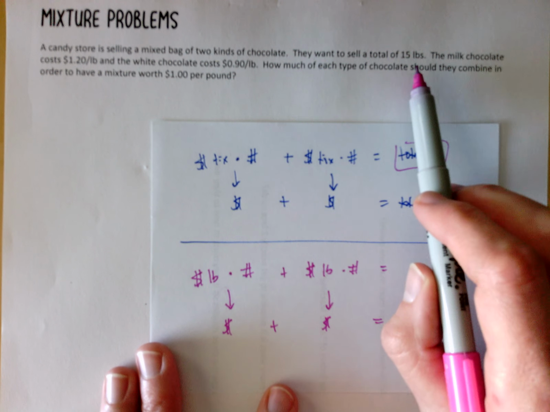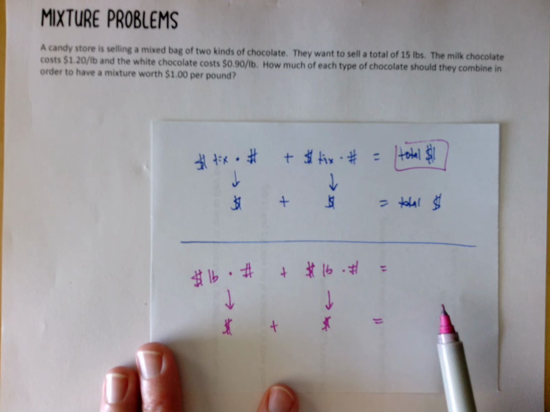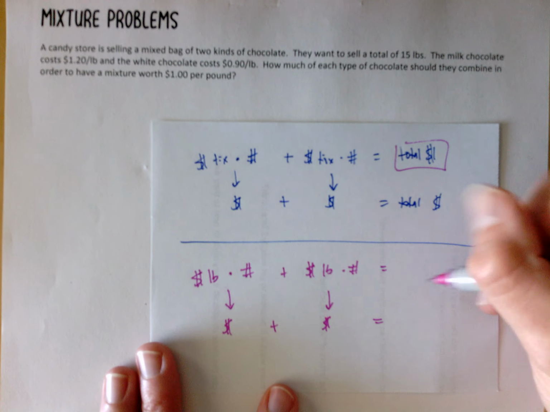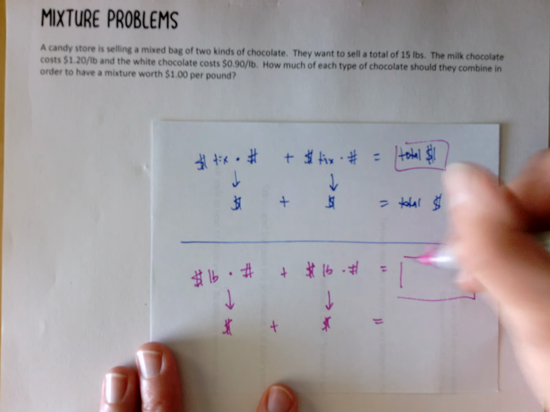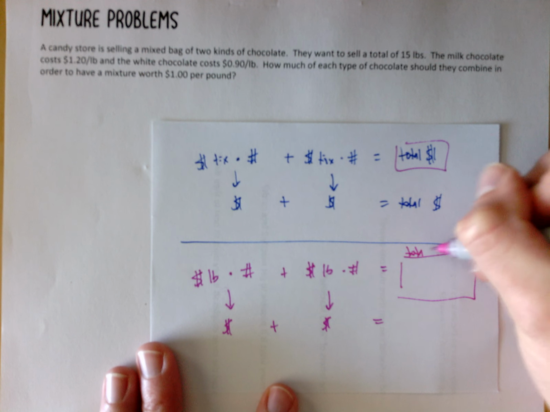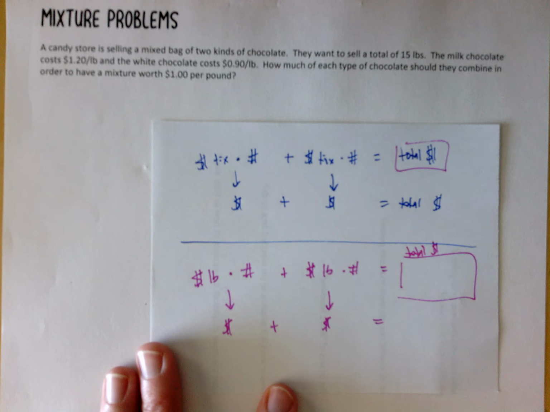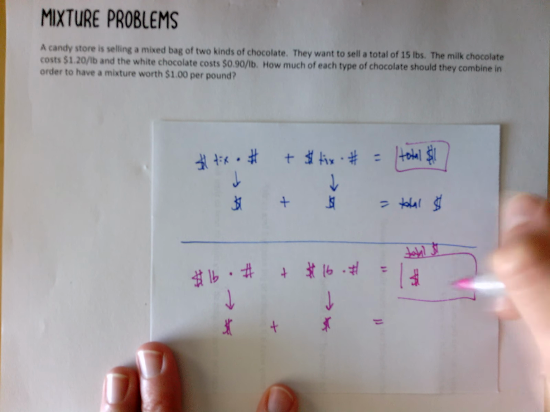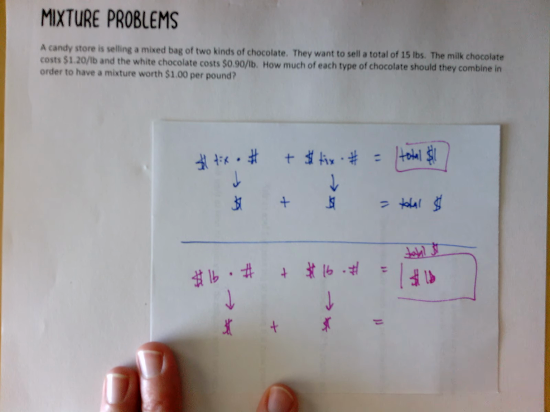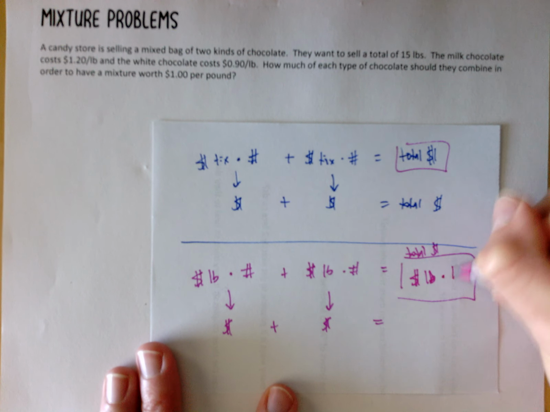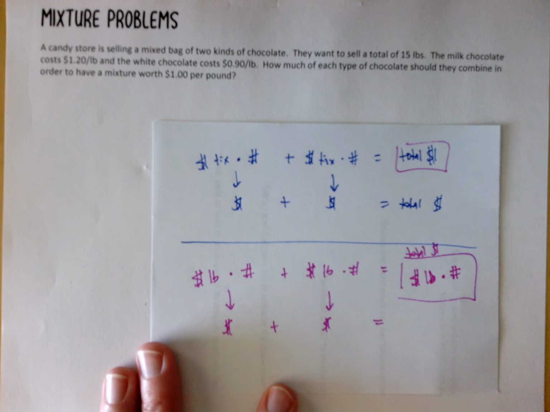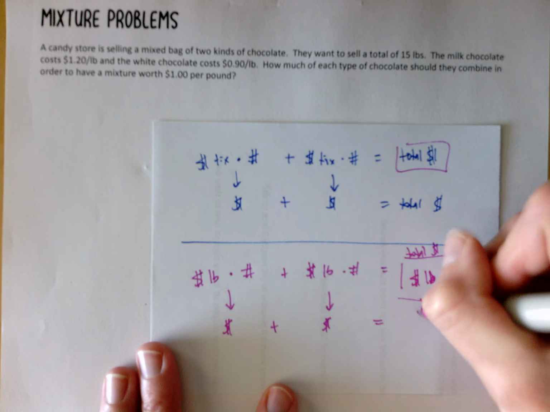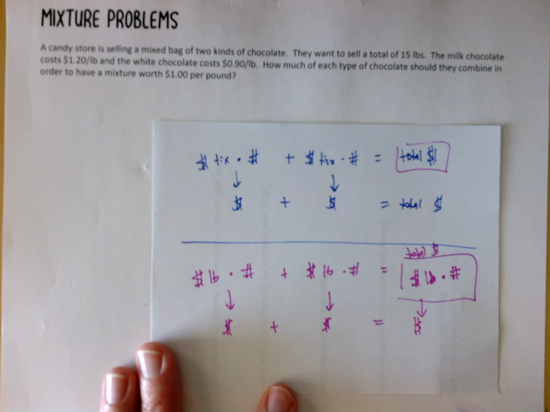So what we're going to have to do to tweak this to make it work is calculate the amount of money here. I need this to equal the total amount of money. Well, how do I calculate that? I'm going to multiply the cost per pound for the new mixture times the number of pounds for the new mixture. That is going to multiply to a money amount, and that fixes our equation.